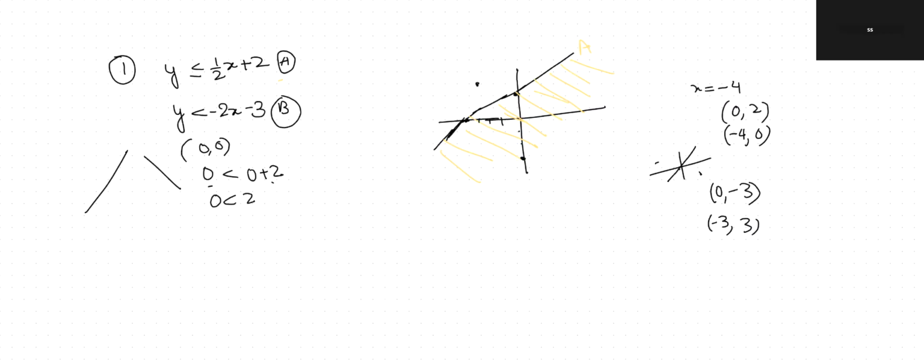So this line will be dotted. Or this will not be a solid line. So this will be this part. Try it again.